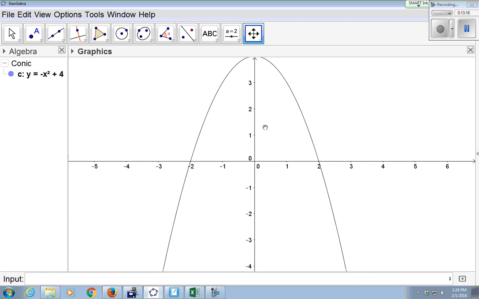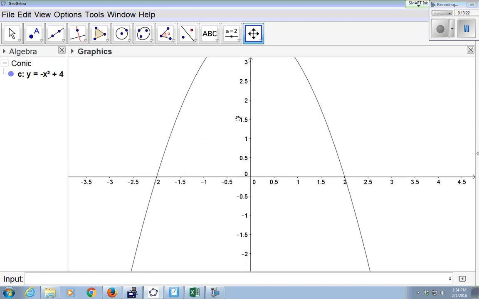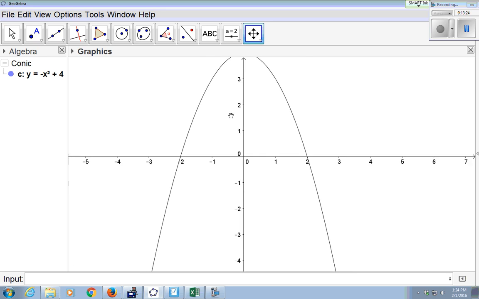So I'm just scrolling with the little scroll wheel on the mouse to zoom in and zoom out.